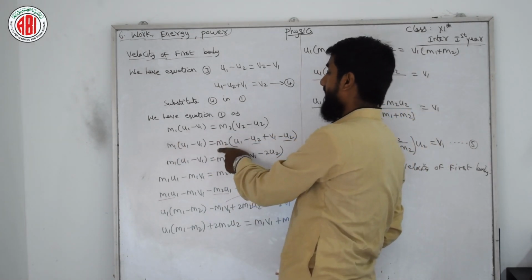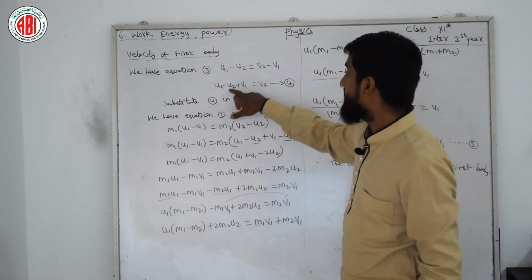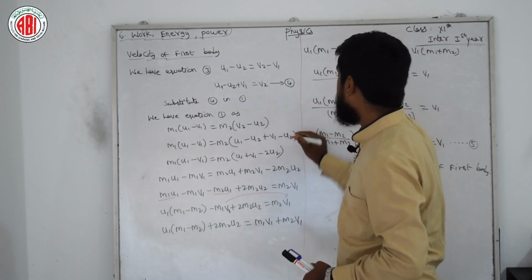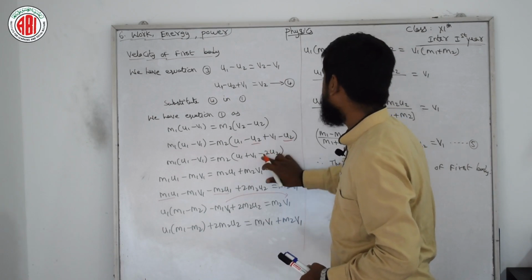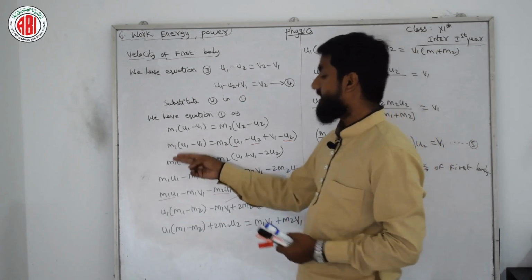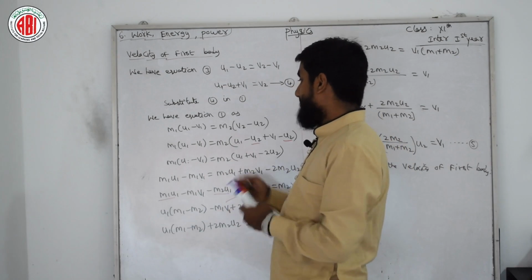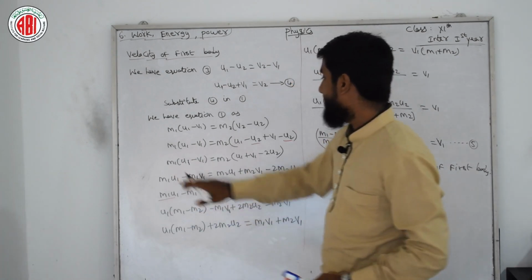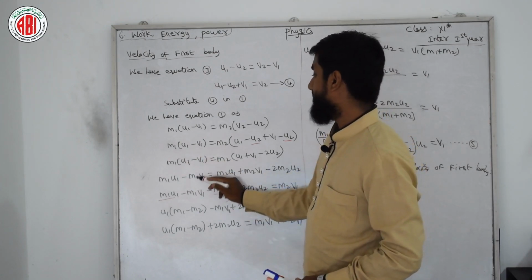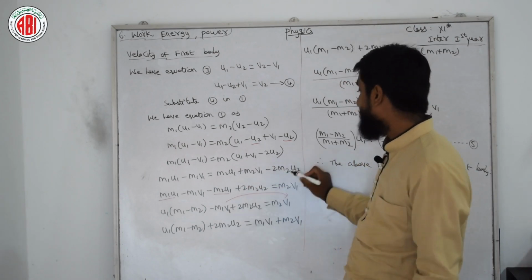On the right hand side, m2 into, instead of v2, I wrote u1 minus u2 plus v1. But again here, minus u2 and minus u2 both become minus 2u2, whereas u1 plus v1 is as it is, and the LHS is the same, m1 into (u1 minus v1). After that I am opening the bracket, so it becomes m1 u1 minus m1 v1, m2 u1 plus m2 v1 minus 2 m2 u2.